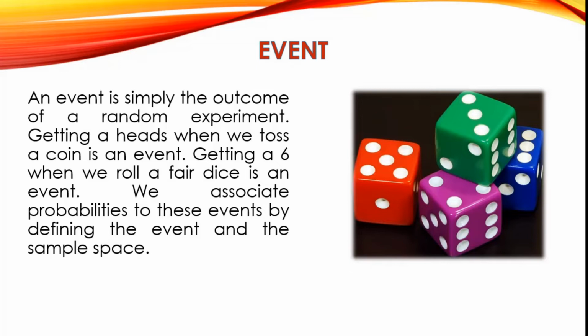So getting a 6 when you roll a fair dice is an event. Suppose I want to get a 6, then the chance is 1 by 6 only. So we associate probabilities to these events by defining an event and, of course, the sample space. This is the sample space, where we define all these things. In this context only we are defining that. It is called the sample space.